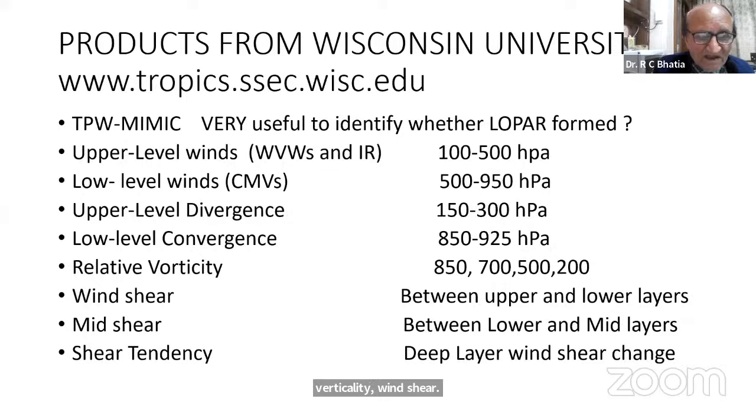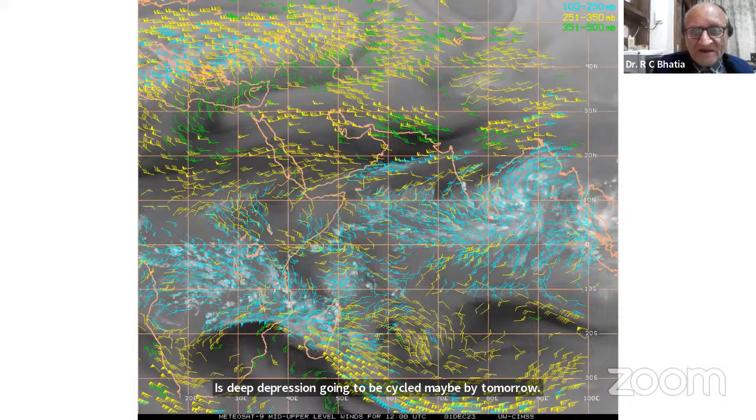And these are very important for day-to-day operations, particularly wind shear, as I will show sometime towards the end, that this has proved to be useful for giving better inference about the present cyclone, which is there in the Bay of Bengal today. Of course, it's not a cyclone, it's a deep depression, going to be a cyclone maybe by tomorrow. And you see these products every day, and I'm just showing one sample.